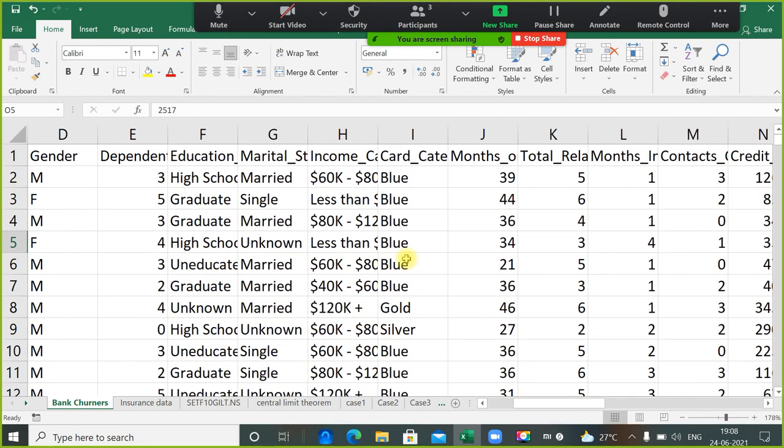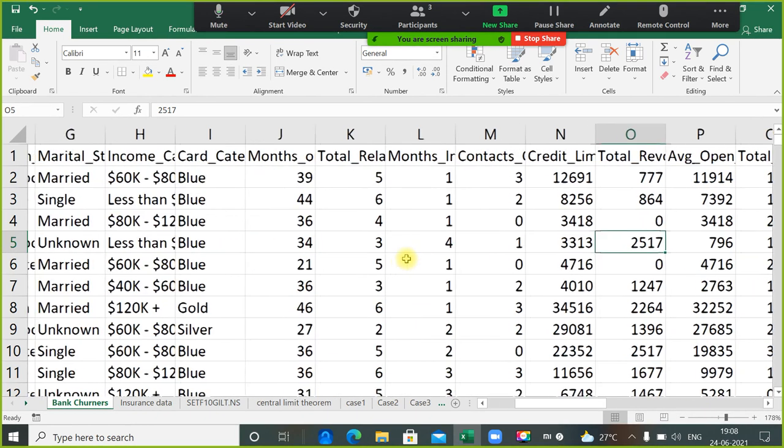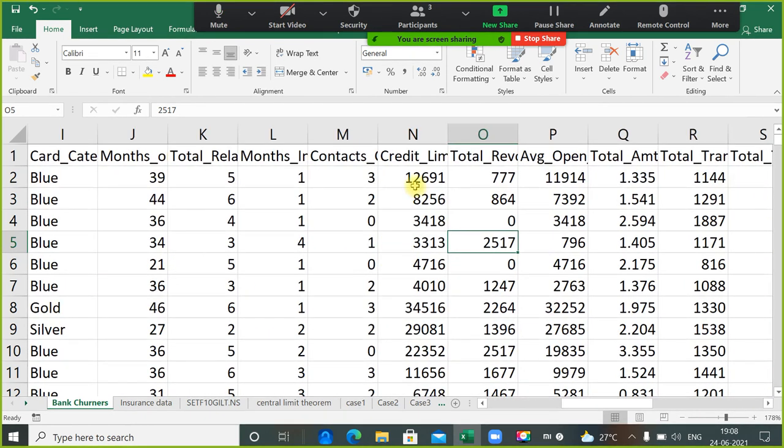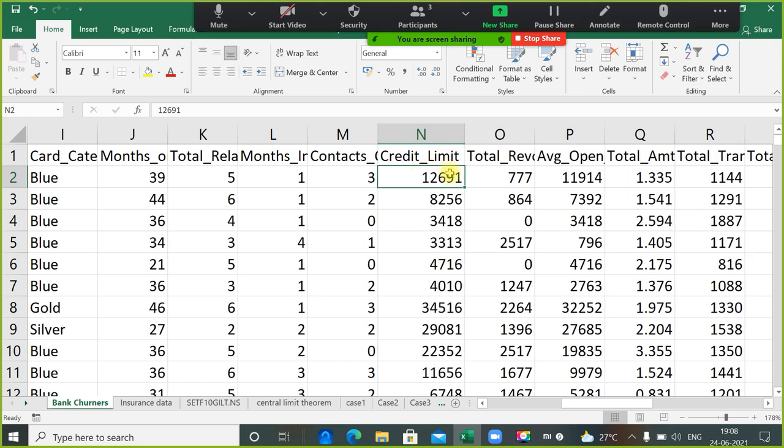To understand the data, for example, I will take the credit limit column here. We already know this one. The credit limit column is continuous data, right? Quantitative, continuous data. Okay, first I will check how this data is distributed.